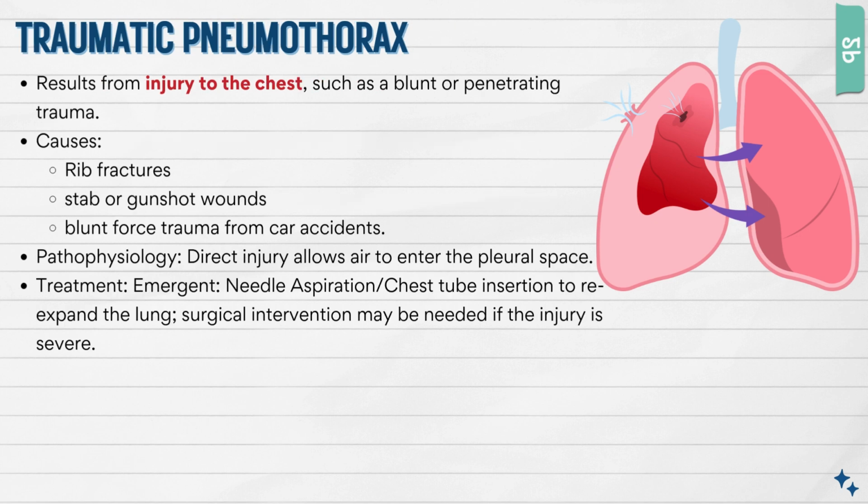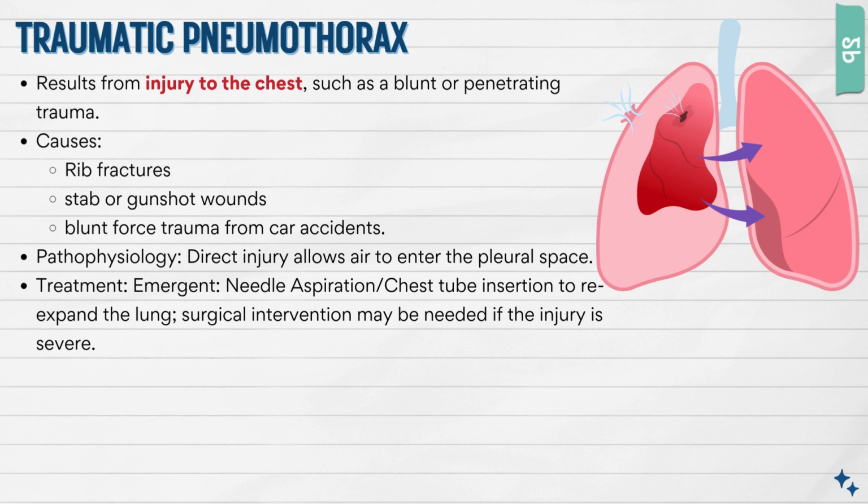Okay, so a traumatic pneumothorax. This is one that results from an injury to the chest, so blunt or penetrating trauma: rib fractures, stab wounds, gunshot wounds, blunt force trauma. A lot of times steering wheels are the cause of these, but it can happen from anything. It could happen from a fall. You land on something that crushes your chest and then your ribs can break, or your sternum can cause a little tear in your lungs. Okay. So this is the direct injury that allows air to enter the pleural space from the outside of the lung. So these are typically emergent, and we can do what's called a needle aspiration.